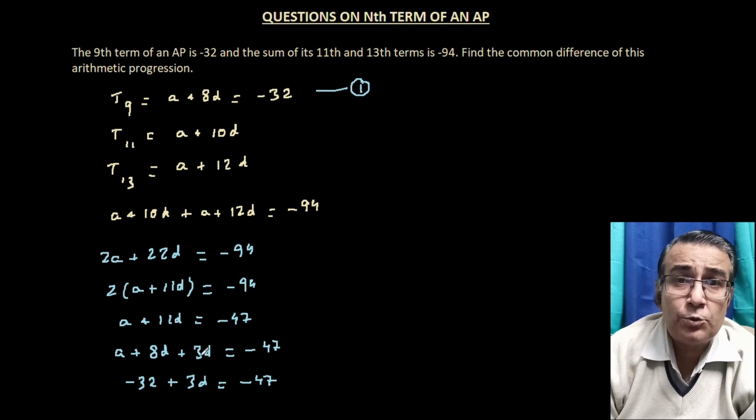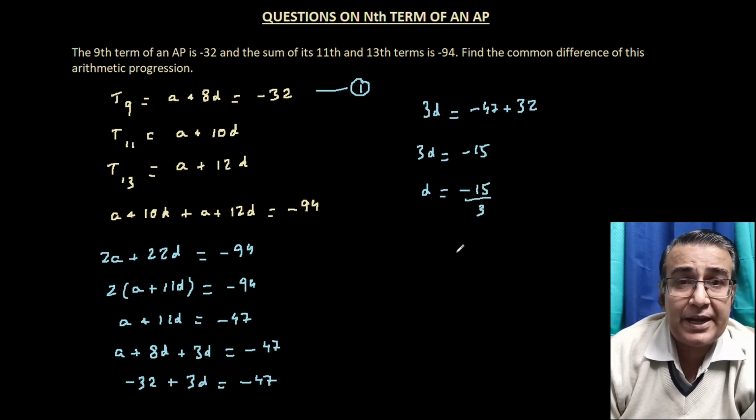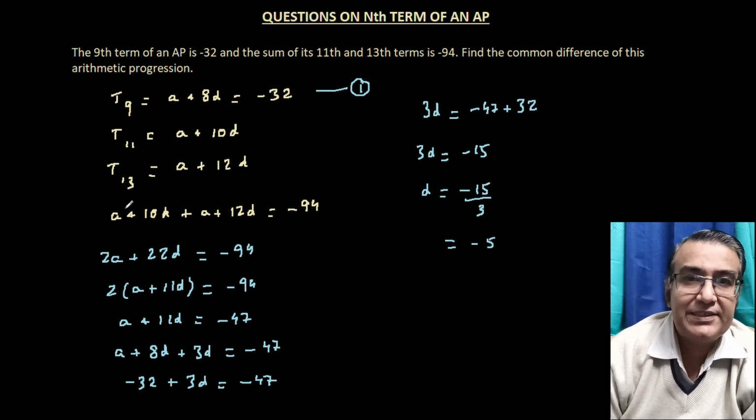Taking negative 32 to the other side, we get 3D is equal to negative 47 plus 32, which means that 3D will be equal to negative 15. And since 3D is equal to negative 15, we can say that D is equal to negative 15 divided by 3, which is equal to negative 5. So we had to find the common difference. So therefore the common difference of this arithmetic progression is negative 5.